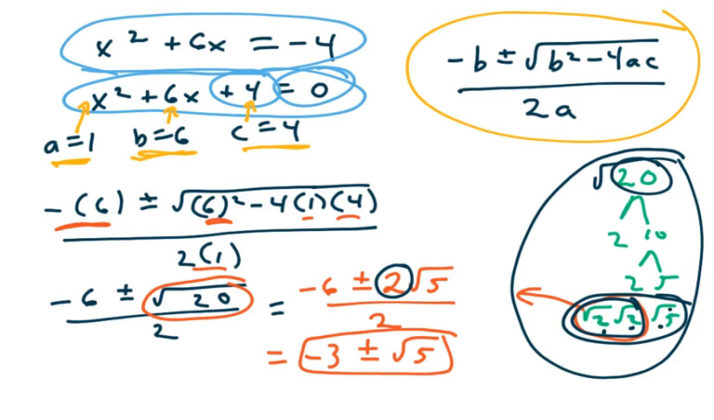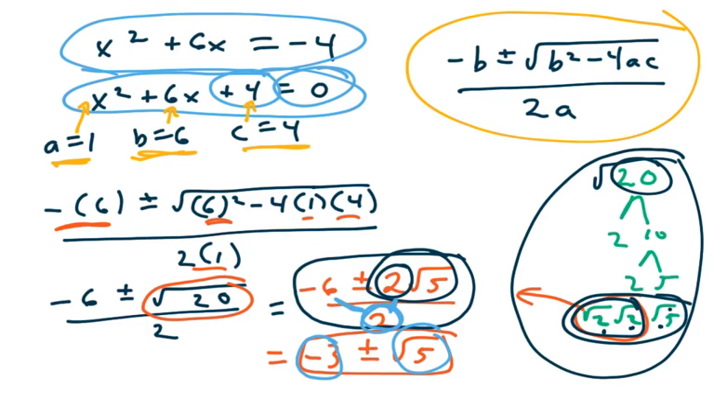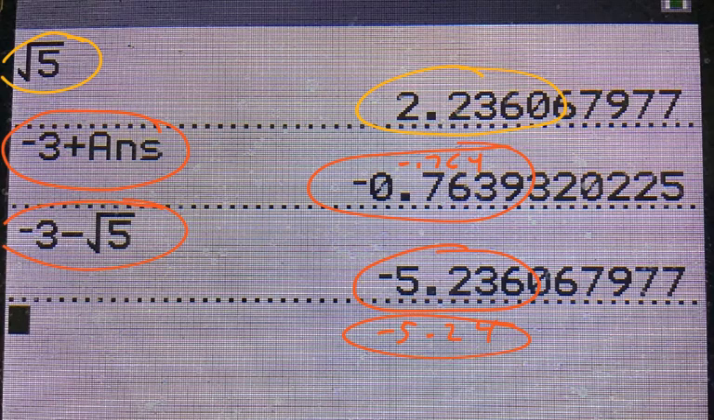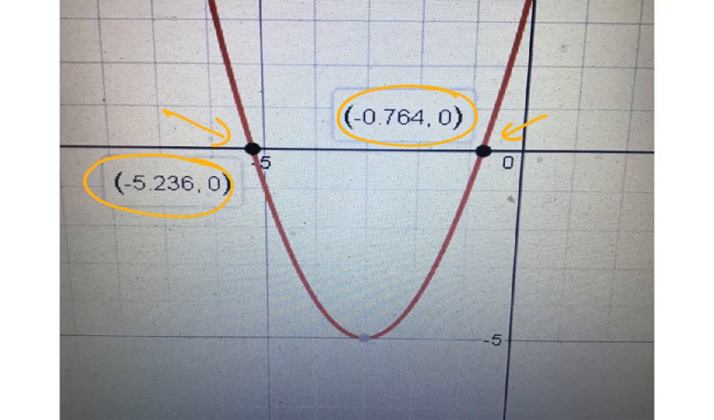And if I did not show you this in class yesterday or earlier today, if you look at my answer now that I've simplified the square root of 20, you can hopefully see I can distribute this divide by 2 here, and negative 6 divided by 2 is negative 3, and of course 2 divided by 2 is 1, square root of 5. Negative 3 plus or minus square root of 5 is exactly what we got here, which is exactly what we got on the calculator again, which matches our roots or zeros on our graph.